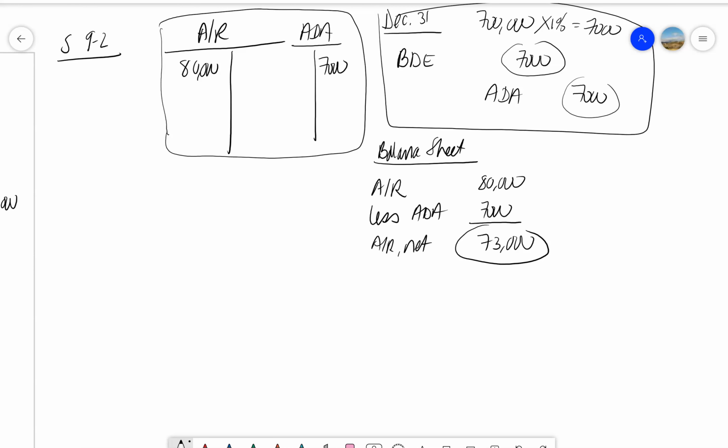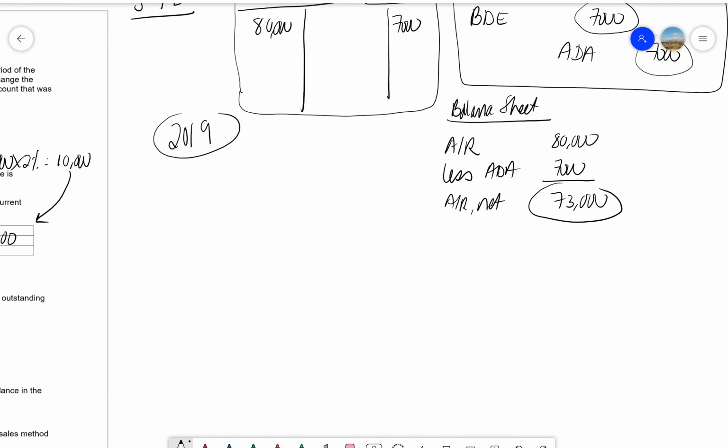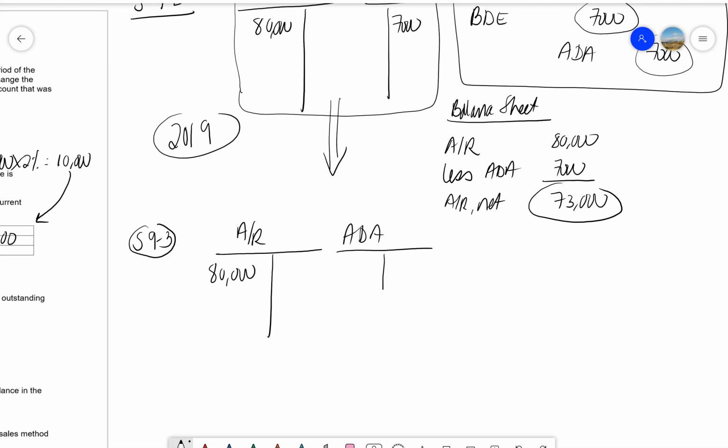Now I'm going to look at 9-3, which is a continuation. So 9-2 happened in 2019. So that all happened in 2019. Now we're going to move to 9-3, which focuses on 2020. Now, we're going to take these balances and we're going to forward them to 2020. So at the beginning of 2020, we're going to have accounts receivable of 80,000. Our allowance for doubtful accounts is 7,000. So that's what we have at the beginning of 2020.